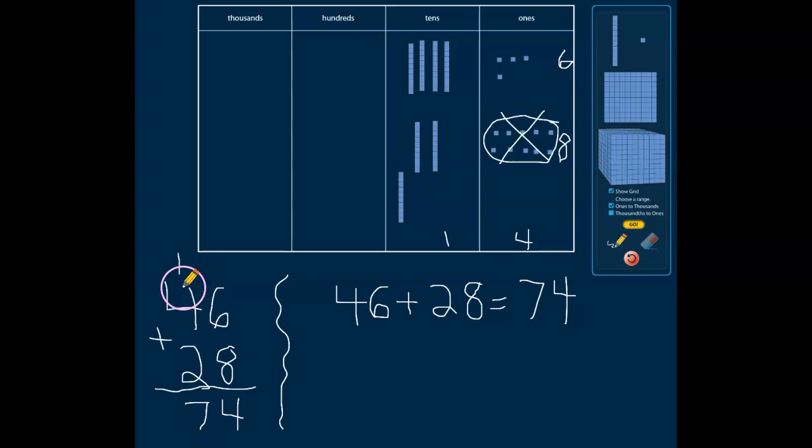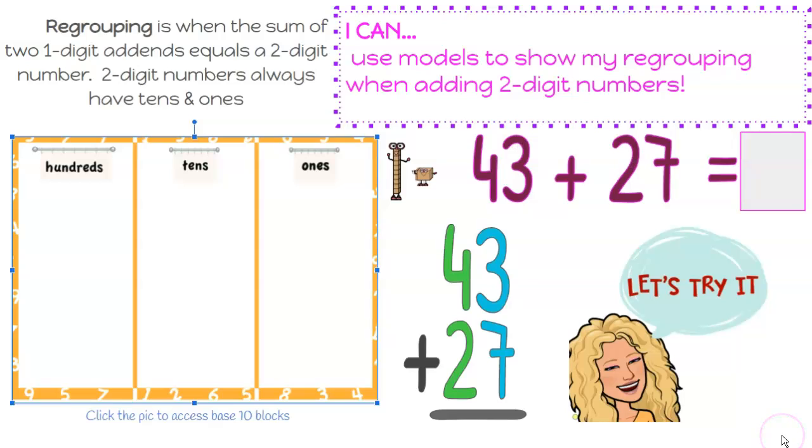I personally like to use my large number and then count on. Sometimes I like to make a 10. But you could also say 1 plus 4 is 5, plus 2 is 7. Either way, you got it correct. Just remember that when you're regrouping, it just means that the sum of two one-digit addends equals a two-digit number. So whenever you have a two-digit sum, you always have to regroup.